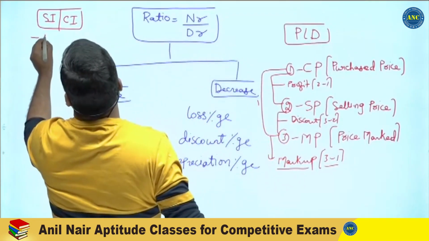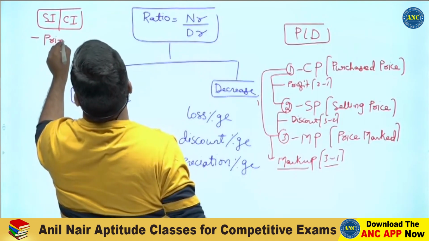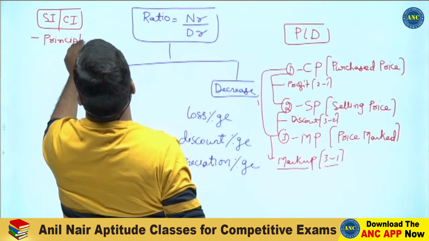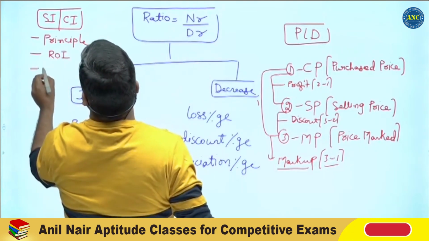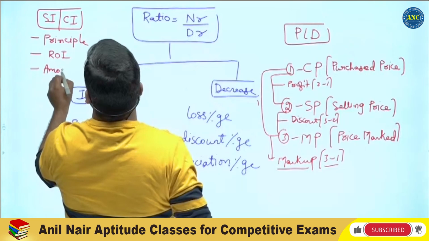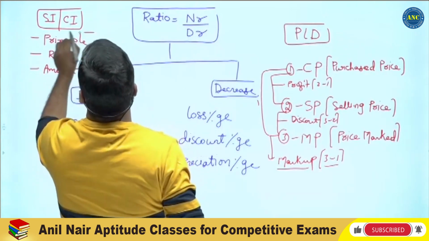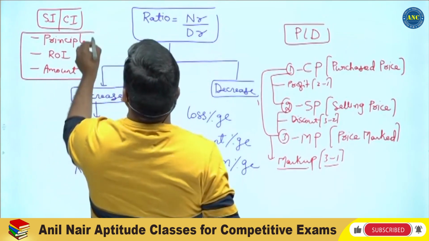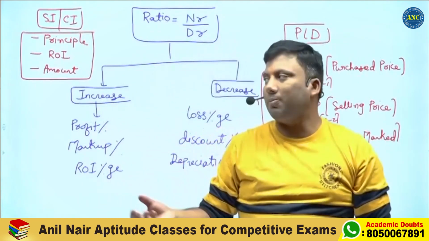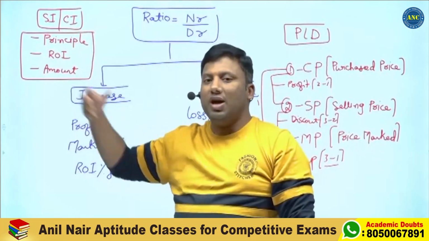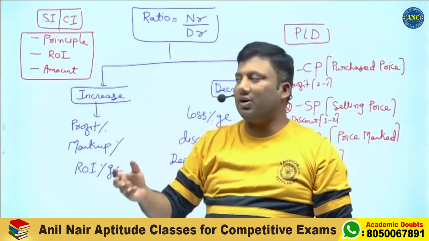Initial value is called principal in simple interest and compound interest. Change is called rate of interest. Final value is called amount. Principal, rate of interest and amount. Because I take money from somebody, how many years did you take it for? I took it for 1 year, I took it for 3 years.